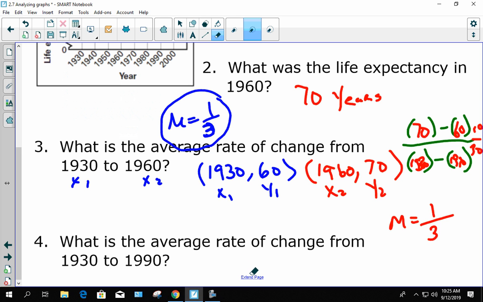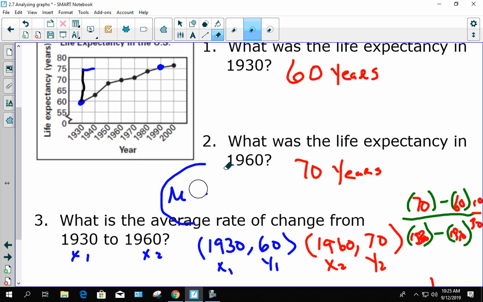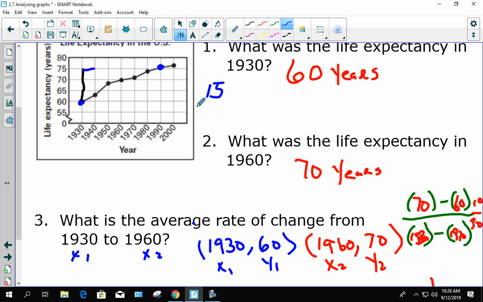What is the average rate of change from 1930 to 1990? So again, I'm going to go 1930 is here. 1990 is here. So I'm going to go up. How many am I going to go up, kids? How many is this? No, it's 5. How many is this? 10, 15. Now I'm going over. Let me write 15 as my top number. I went over 10, 20, 30, 40, 50, 60.